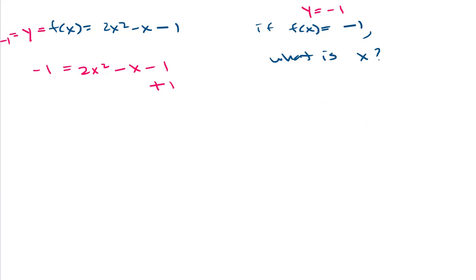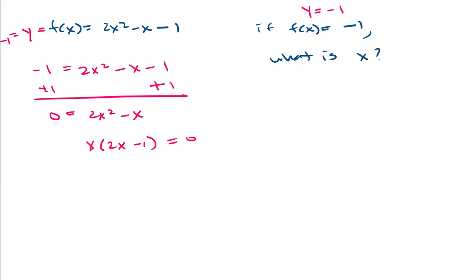So we're going to add 1 to both sides. And we have -1 plus 1 is 0. And then we have 2x squared minus x. All right. So notice that I have an x on both the 2x squared and the x. So that means I can factor out an x. Okay. So that gives me x times 2x minus 1. And then I set them equal to 0.